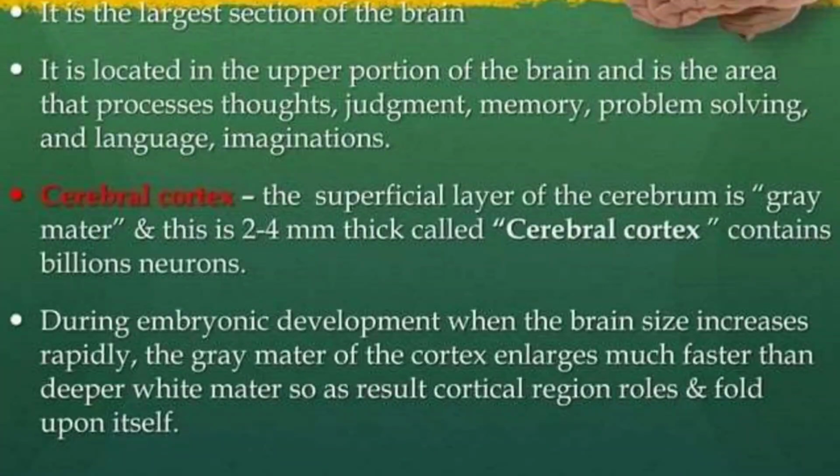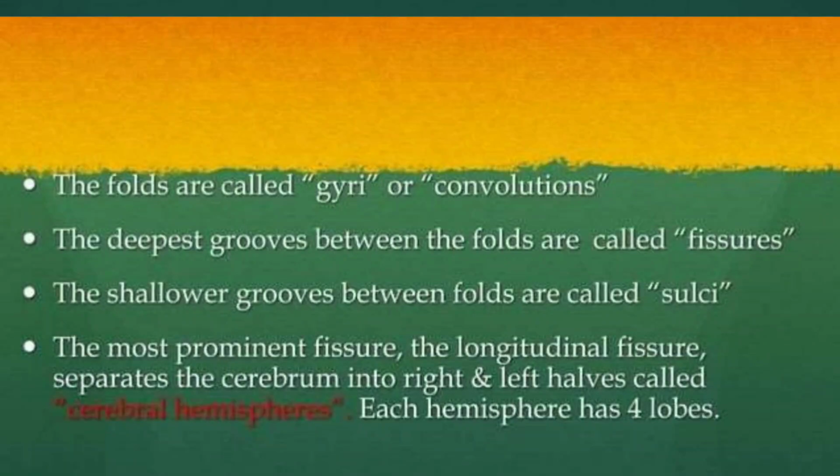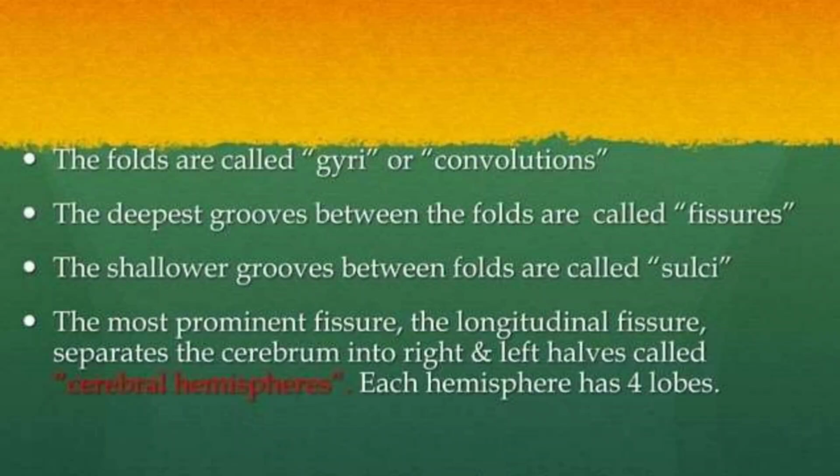During embryonic development, when the brain size increases rapidly, the grey matter of the cortex enlarges much faster than the deeper white matter, so as a result the cortical region rolls and folds upon itself. The folds are called gyri or convolutions. The deepest grooves between the folds are called fissures. The shallower grooves between folds are called sulci. The most prominent fissure, the longitudinal fissure, separates the cerebrum into right and left halves called cerebral hemispheres.